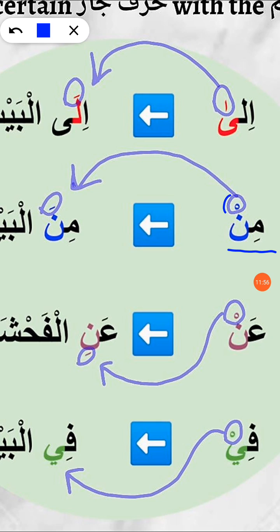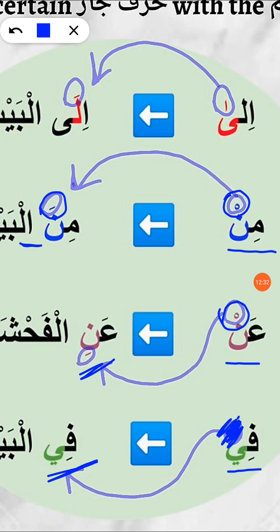The noon has a sukoon, and this sukoon becomes a fatha whenever we need to join it with the next word: minal baiti. And if we have the preposition an, we replace its sukoon with a kasra: anil fahsha'i. And if it is fi and we need to join it with the next word, we simply omit the sukoon altogether, so we are left with fil baiti.